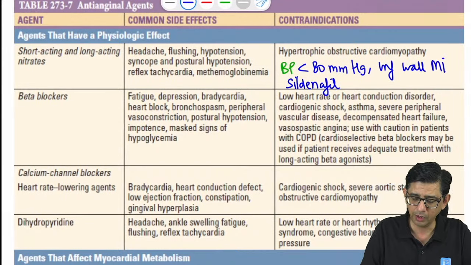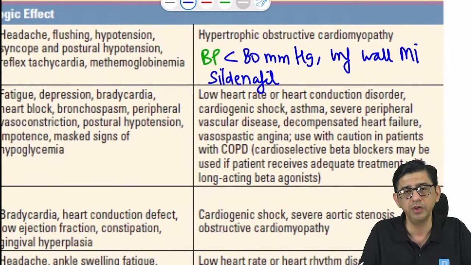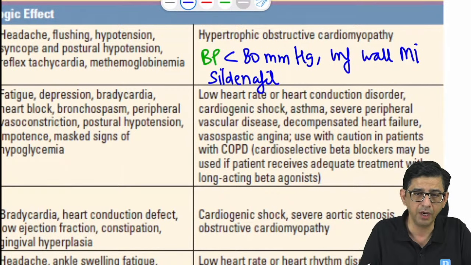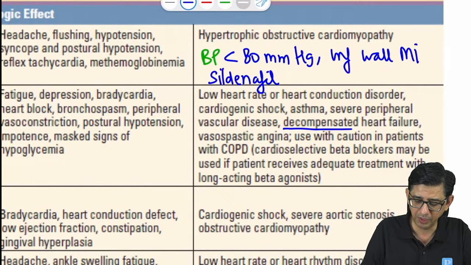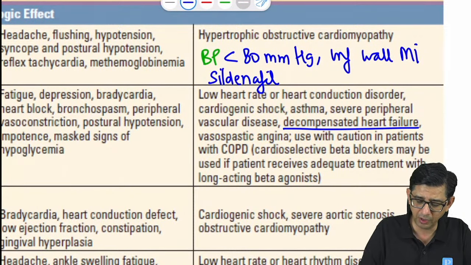Then beta blocker contraindications are very standard ones. We would not like to give it in anybody with a high grade AV block, high grade heart block present, because if the heart rate is less than 60, giving a beta blocker would be a disaster. Similarly, decompensated heart failure, as was the situation in this case, because there was pulmonary edema. Then peripheral arterial disease, asthma.